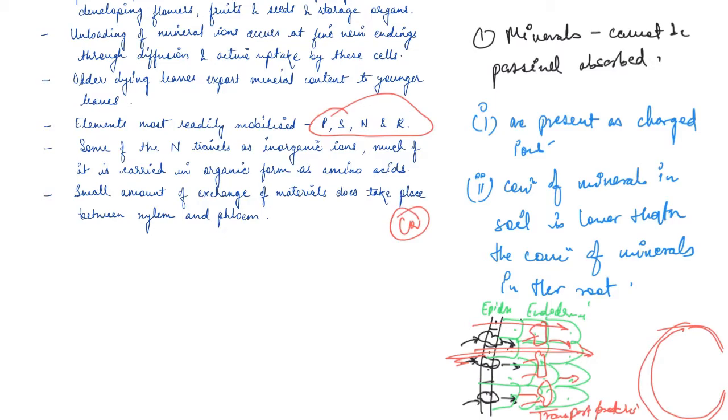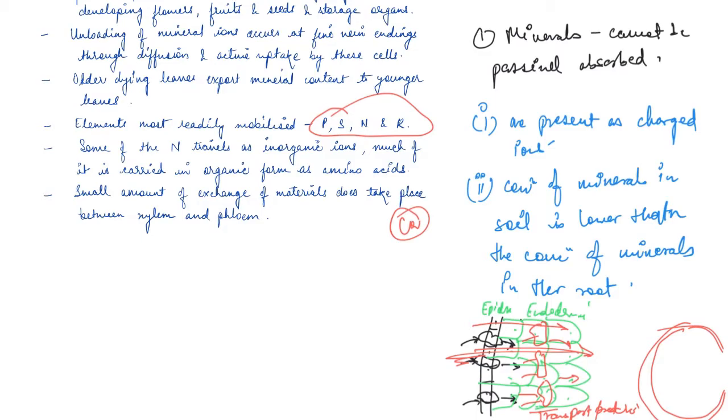Now when you look at the xylem, you will see that some of the nitrogen travels as inorganic ions, but a lot of nitrogen is carried in the organic form, like amino acids or related compounds. In the same way, even phosphorus and sulfur are carried as organic compounds. Apart from this, there is a small amount of exchange of materials between xylem and phloem as well. So there are times when xylem and phloem transport are somewhat carried out together.